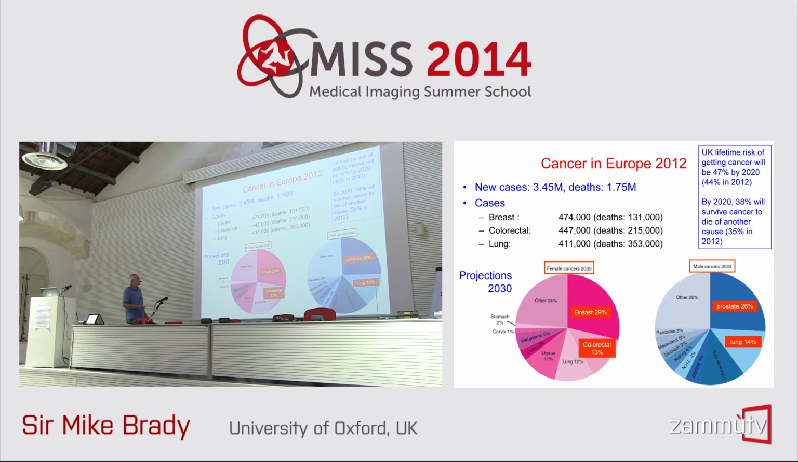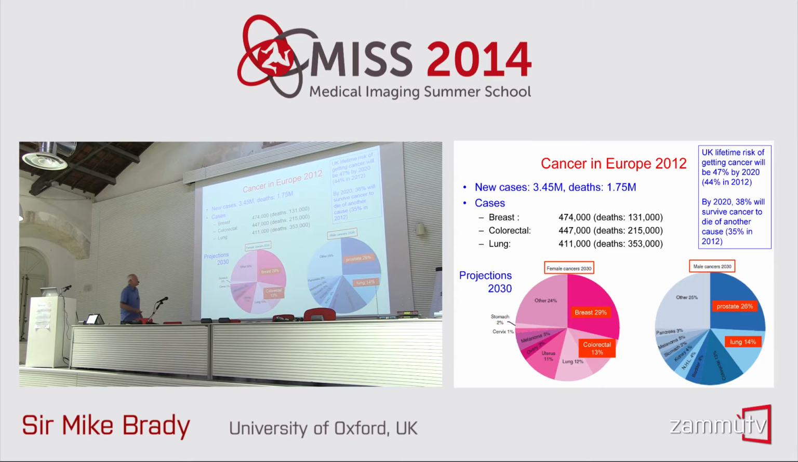If you look in the UK, which is not atypical, the UK lifetime risk of getting cancer will be 47% by 2020. Let's understand statistically what that says: half of you will get cancer at some point in your life, right? That's as easy as that, statistically. You're no less likely than anybody else. And in fact, we're now way beyond the law of large numbers, so that's actually a reasonable assertion. By 2020, 38% will survive cancer to die of another cause, right? For example, cirrhosis if you drink too much booze.